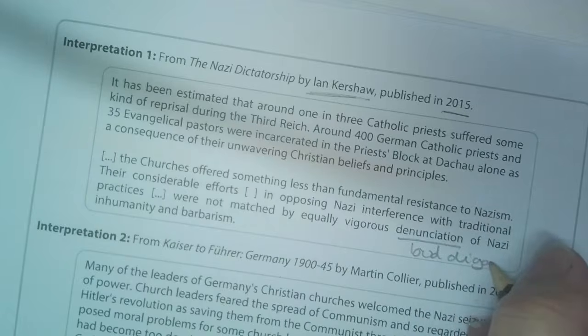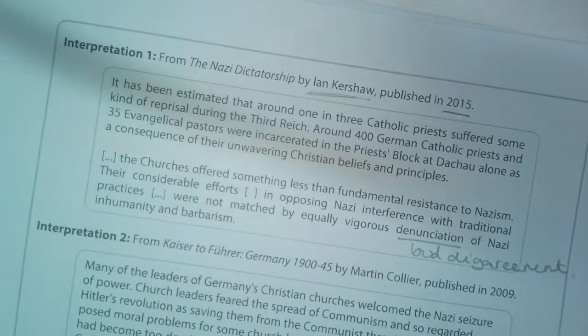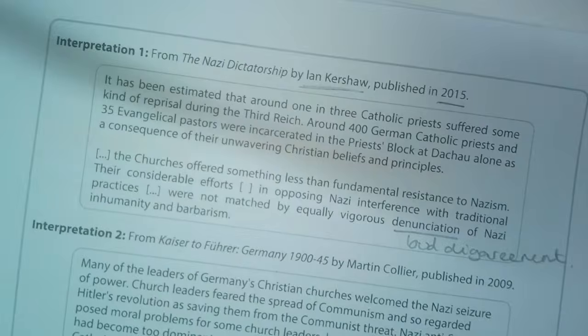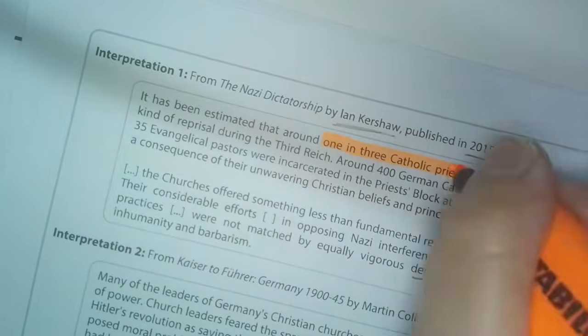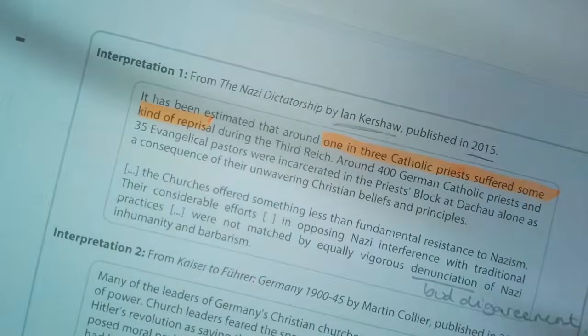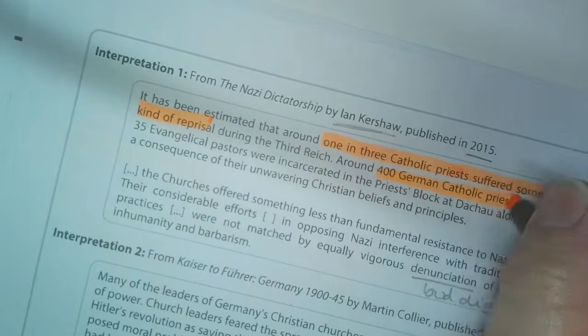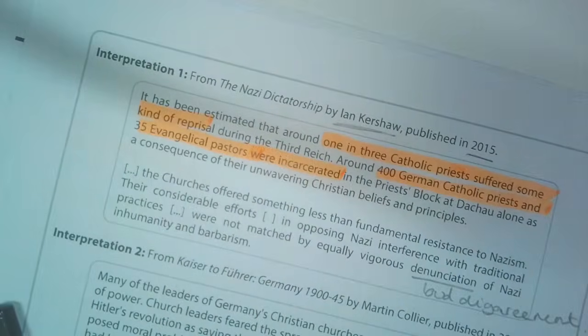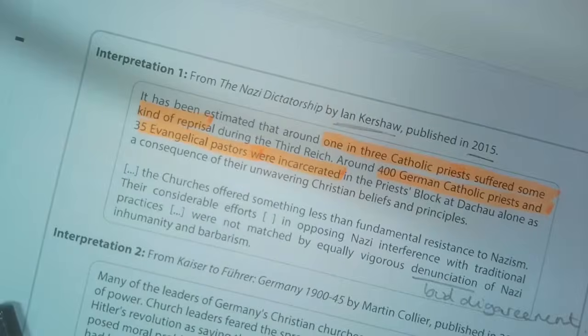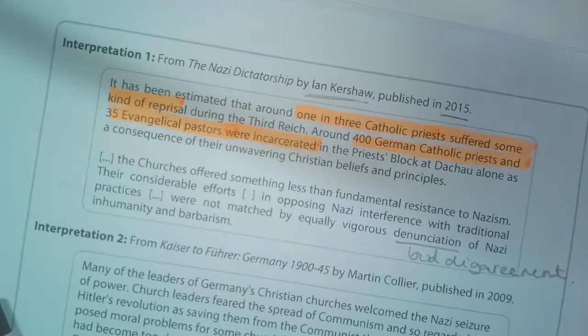Okay, so just to help you with that one. Lovely. So what is he saying in this one? He's saying that 1 in 3 Catholic priests suffered some kind of reprisal. 400 German Catholic priests and only 35 evangelical priests were incarcerated, so put in prison in the priest blocks at Dachau. Dachau, you will remember, is one of the worst of the concentration camps.